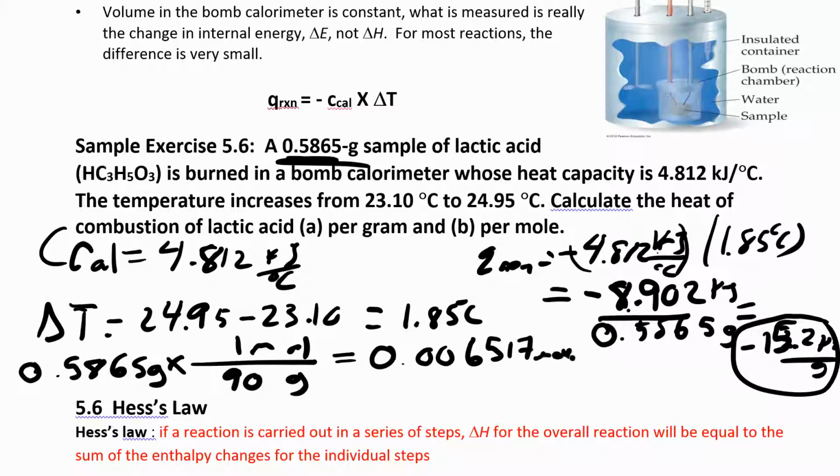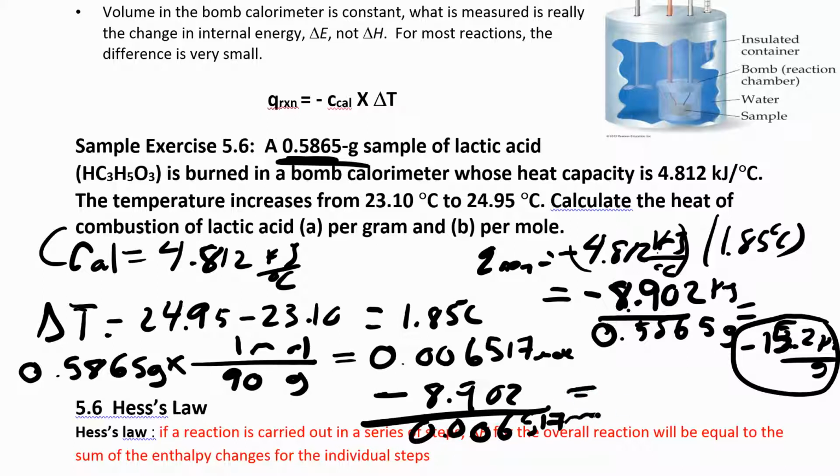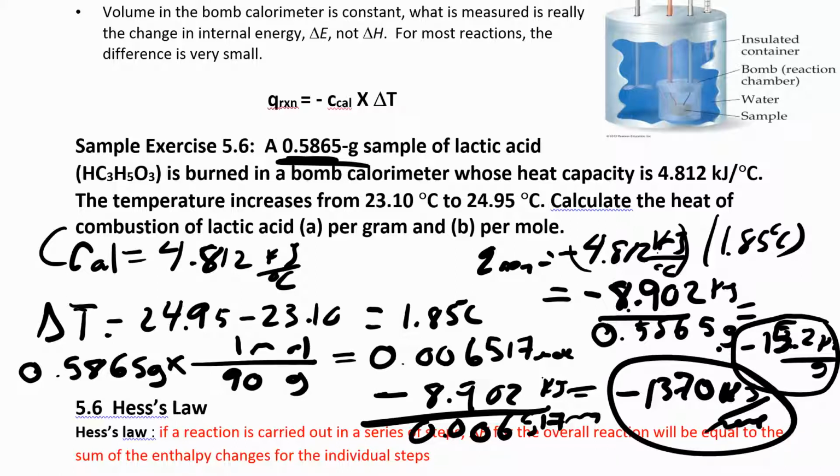And then if you want Q per mole, you have negative 8.902 divided by 0.006517. That's kilojoules per mole, and that's pretty common for the heat of a reaction. You'll see that in kilojoules per mole, which makes sense. This is negative 1370 kilojoules per mole. All right, so that's a bomb calorimeter, a little bit different than the constant pressure calorimeter that we will be using.